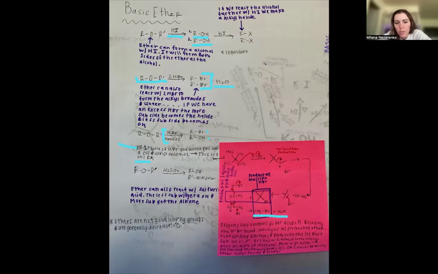So the less substituted side will get the alcohol, and then the more substituted side will get the alkene. These are just, again, some of the conditions that we talk about to get a general idea of what's going on. The next side that I want to talk about would be my epoxides and how rings break in acidic or basic conditions. So let's find it.